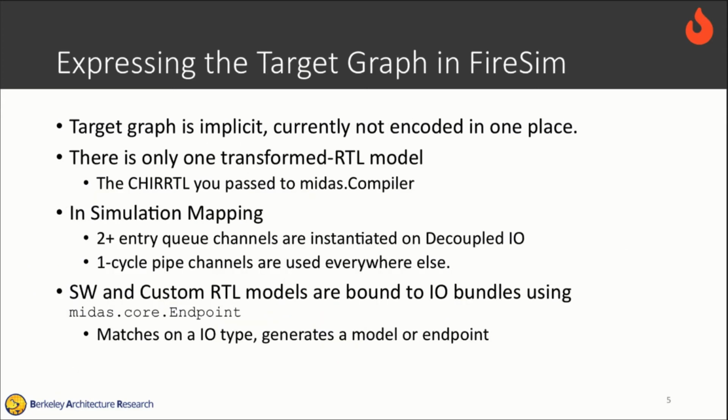The way that works is each type of endpoint matches on a particular Chisel type. When we introspect on the I/O of the target you gave us, if we find, say, an AXI4 slave, we bind a memory model to that. And you can configure how to match on particular types of I/O by changing a config in a platform config, which I'll go into in a moment.